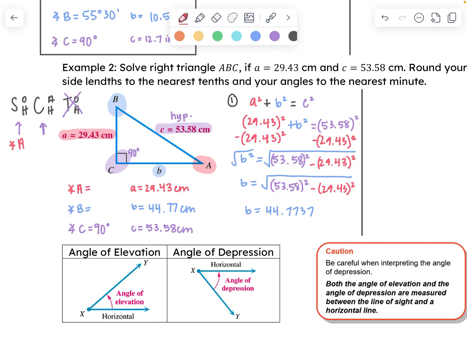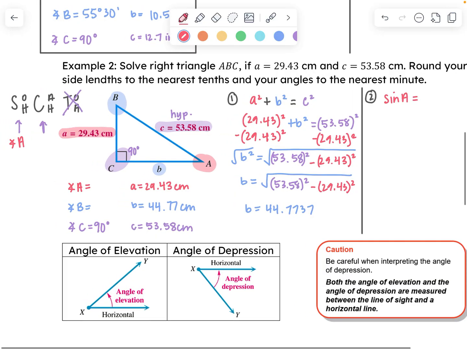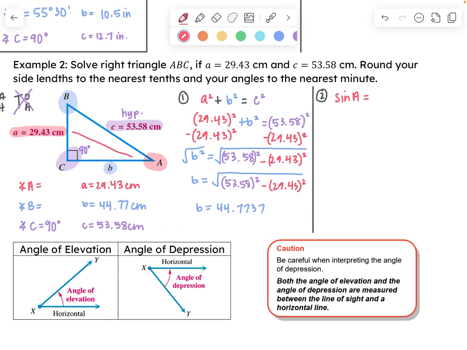So let's kind of look at what that would look like. I would say that the sine of angle A is equal to, and sine is opposite over hypotenuse, so opposite angle A is that side, the 29.43 over the hypotenuse, the 53.58. And from here, to get A by itself, I'm going to use my inverse trig that we talked about last class period.